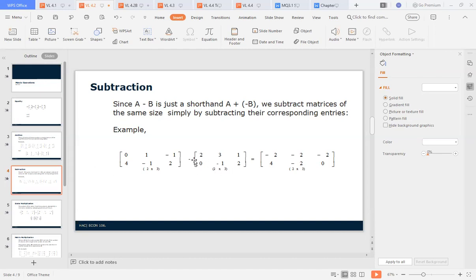So how do we subtract? A11 minus B11, or A12 minus B12. That is 1 minus 3, negative 1 minus 1, and so on and so forth. As for the discussion, the only thing that you need to remember for addition and subtraction is that the dimension should be the same.